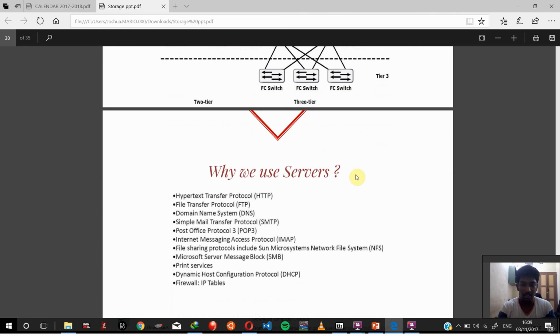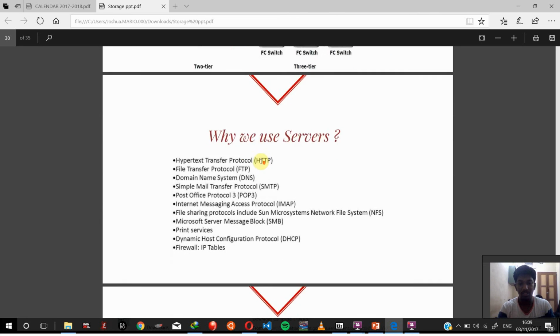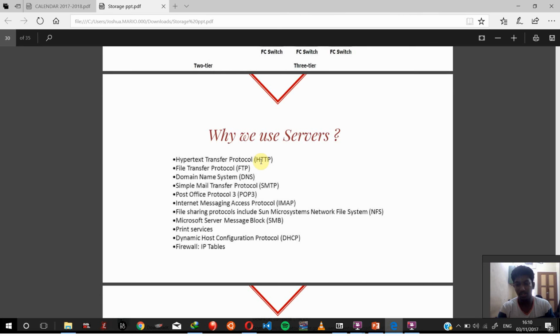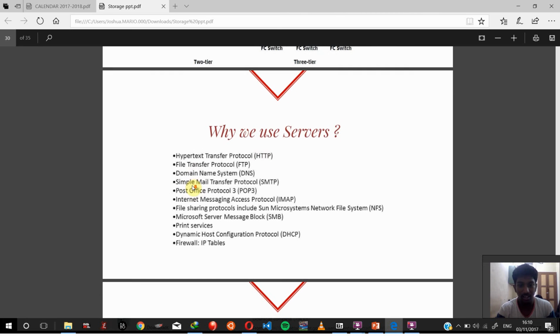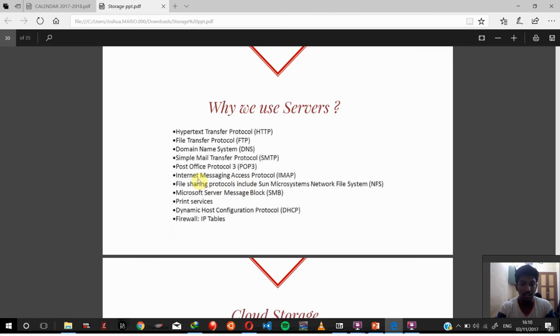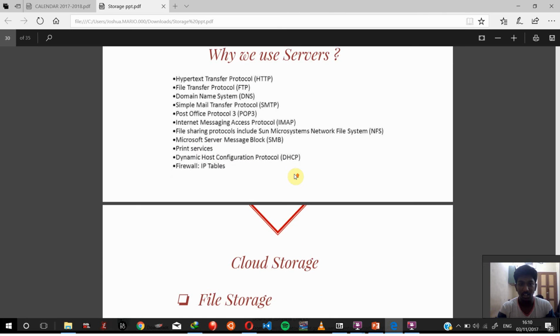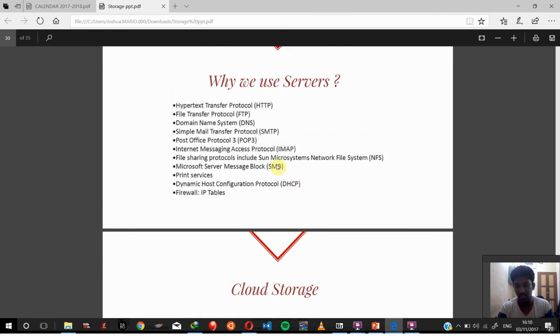Next, why do we use a server? Servers basically store many things for us. The main concept of the server is remote access. That's what we are using, and we can use protocols like hypertext transfer protocol and file transfer protocol. SMTP mail protocol, POP3, message access protocol, and file sharing protocols are all used to access the server. These are the network protocols through which we can access the server.